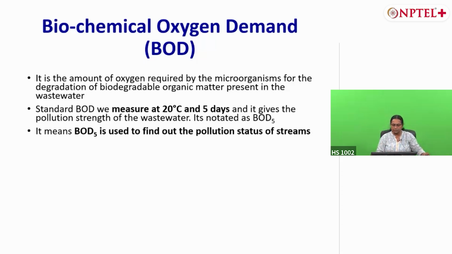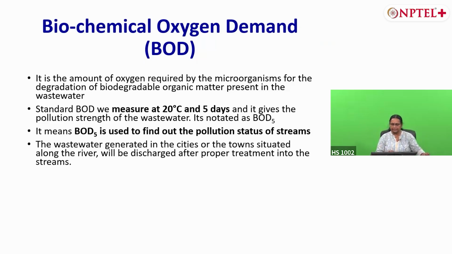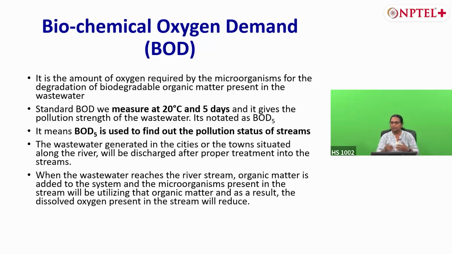BOD 5 is used to find out the pollution status of streams. When some wastewater is discharged, we see how the oxygen depletion happens in the river, and you know that river reaeration will also be happening. So we check whether the oxygen level goes beyond a permissible limit to support the aquatic organisms. The wastewater generated in the cities or towns situated along the river is discharged after proper treatment, or improper treatment, into the stream. When this wastewater gets discharged, the oxygen level will deplete. So why is the oxygen level depleting when this organic matter is present?